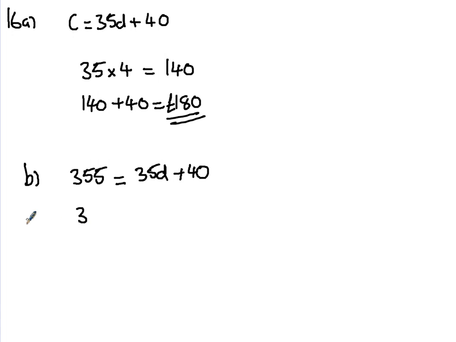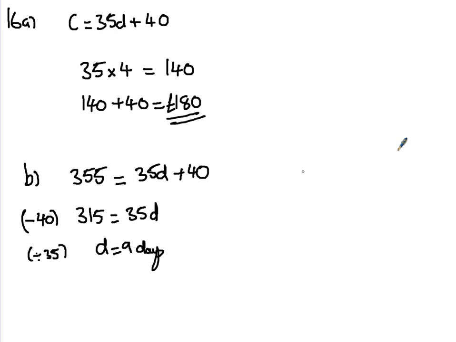So if I take 40 off first of all, so you know what I'm doing here, I'll just put in brackets. We'll get 315, and that's 35 there. And then we divide by 35, which then gives us D is 9. So it's 9 days that he hired the car for.